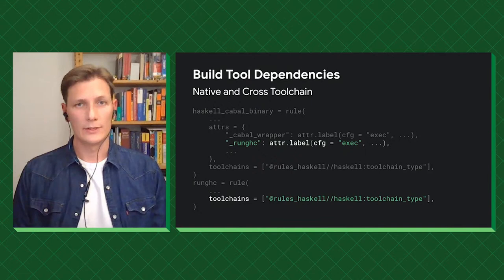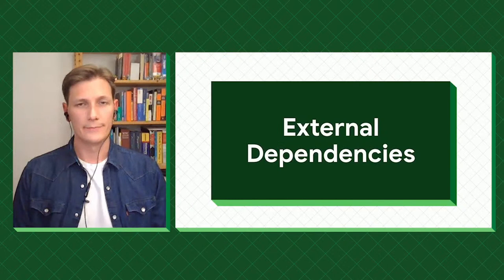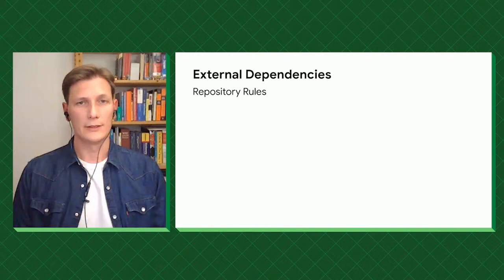Another important subject in Bazel in general, but with cross-compilation in particular, are external dependencies. For example, packages from the Haskell community package index, but also things like system libraries. In Bazel, we use repository rules to define external dependencies. For example, we use HTTP archive to simply download sources or other artifacts from the web, or we use rules like Maven install from rules JVM external or stack snapshot from rules Haskell to integrate with a package manager.